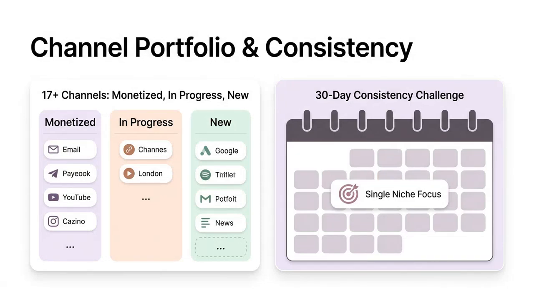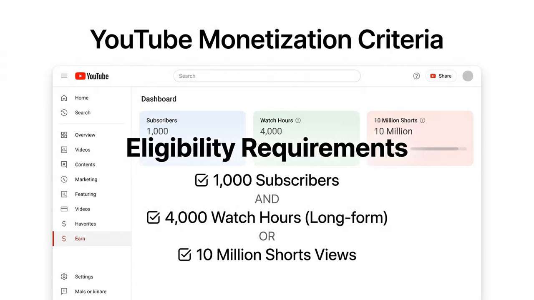Moving right into specific growth strategies, let's examine how to manage a channel portfolio. Operating multiple channels, sometimes over 15 at once, means having them at various stages of the monetization process. The absolute key to pushing any new channel toward monetization is strict consistency. Committing to posting highly targeted content in one specific niche for 30 straight days is the foundational step. Once you establish that consistency, you will track your progress in the Earn section of your Studio dashboard.